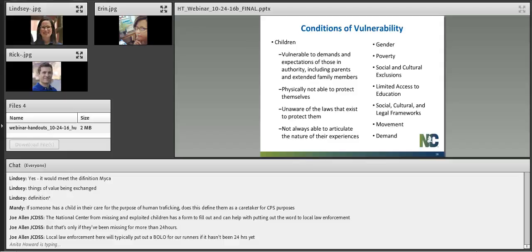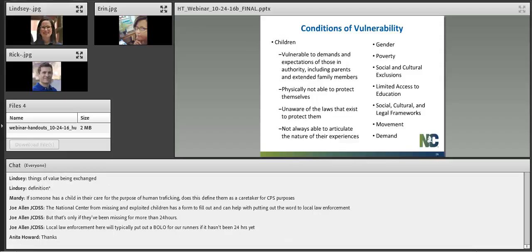Specifically, conditions that can factor into the vulnerability of children and youth are that they are vulnerable to the demands and expectations of those in authority. That includes parents and extended family members. They may not be able to physically protect themselves. They may be unaware of laws that exist to protect them, and they may not always be able to articulate the nature of their experiences, and often won't identify themselves as victims.